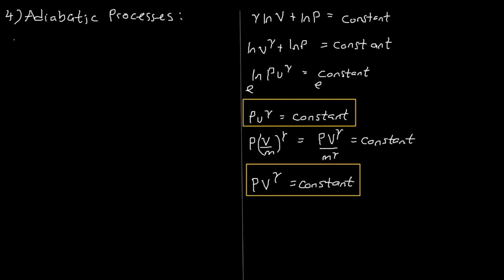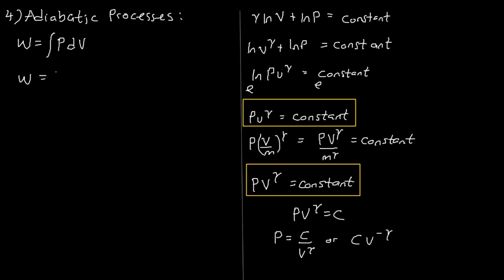Since work done is given as the integral PdV, for an adiabatic process, we can write P equals C divided by V to the power of the specific heat ratio, or C times V to the power of minus gamma. So putting this into our integral and integrating, we have work done equals C divided by gamma minus 1 into V1 to the power of minus gamma plus 1 minus V2 to the power of minus gamma plus 1.